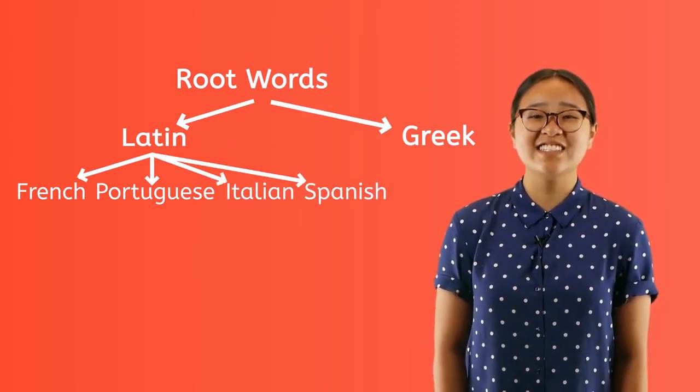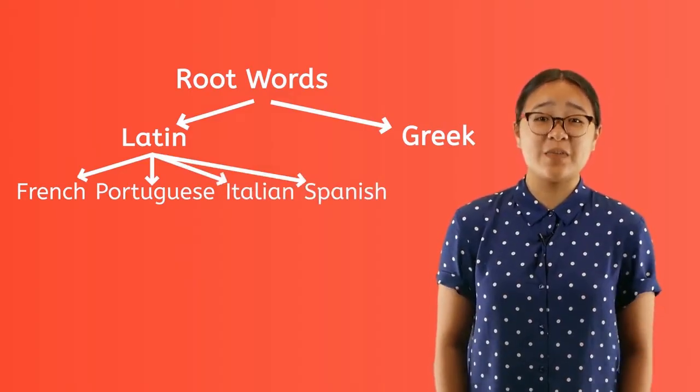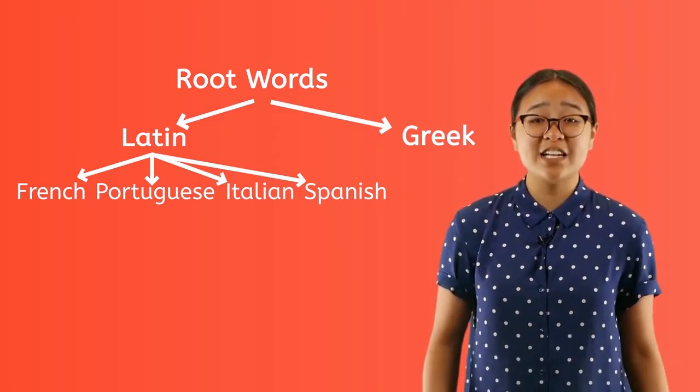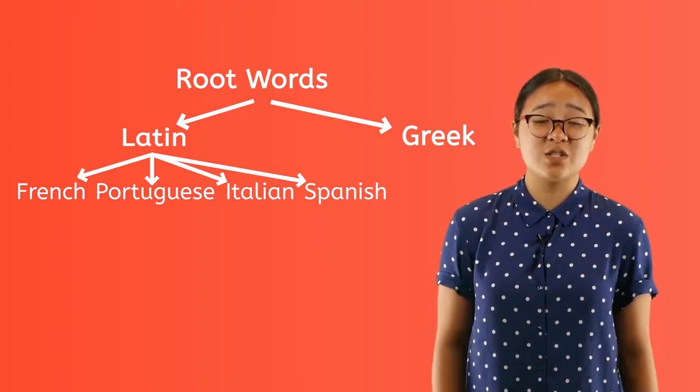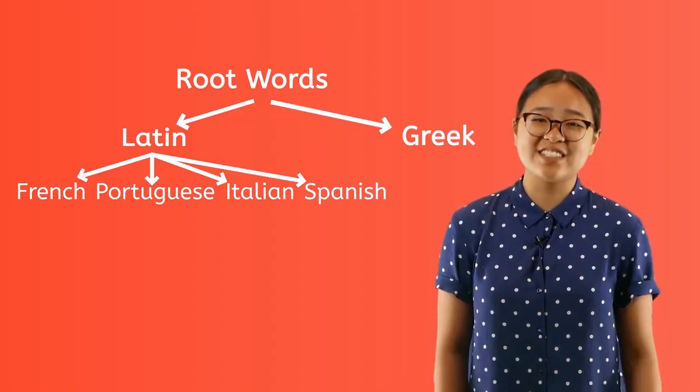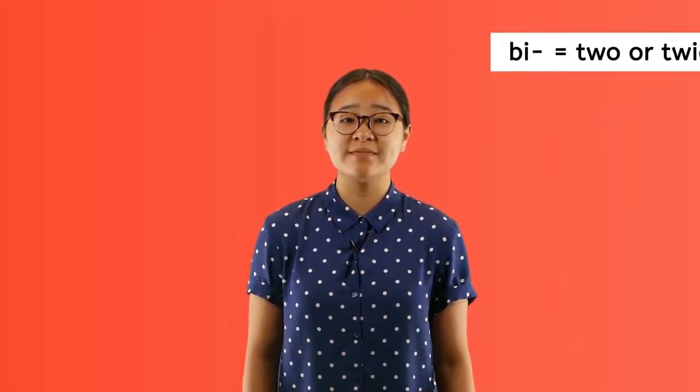English meaning. Be careful though. Not all root words are words by themselves. Many need prefixes or suffixes to be actual words. Let's look at some examples of root words. The root word bi is Greek for two or twice.